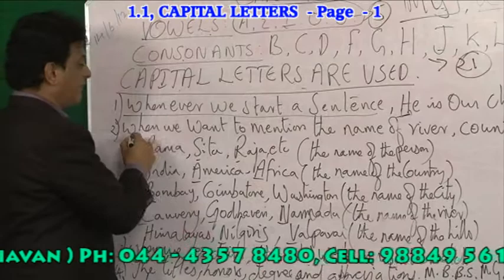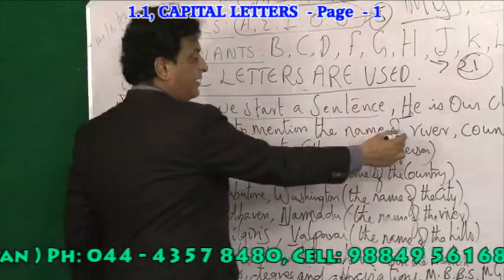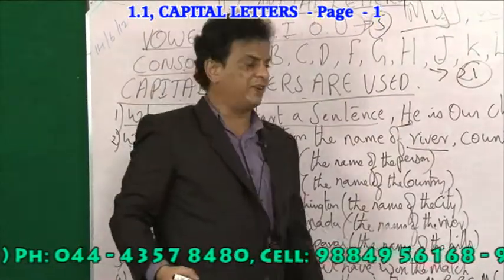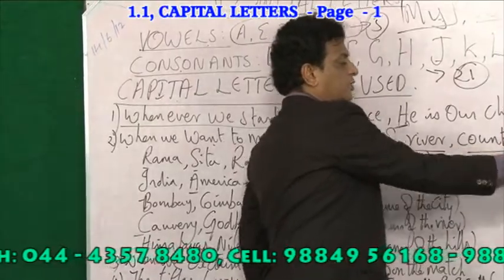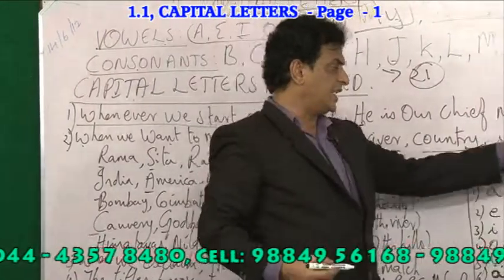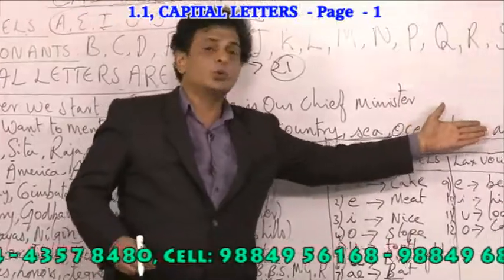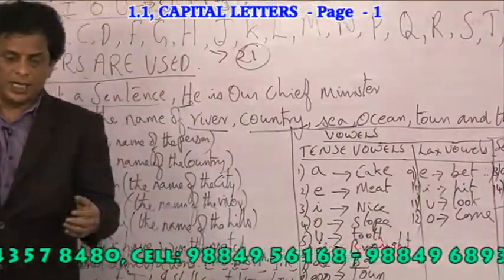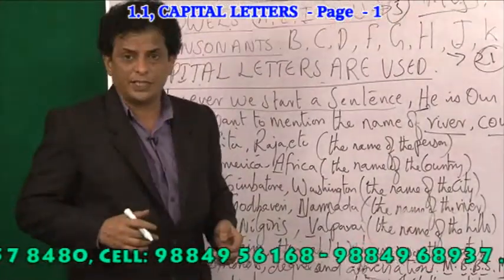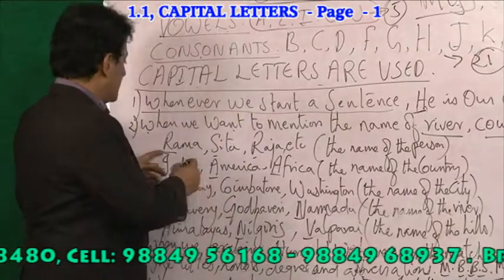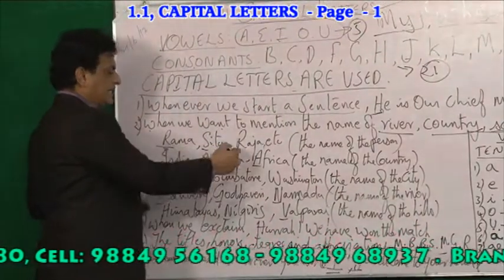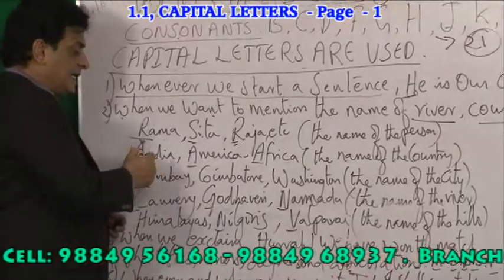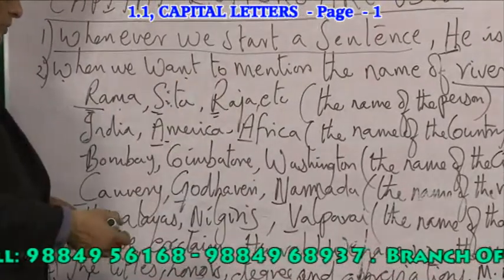Then, when we want to mention the name of a river, a country, a sea, an ocean, a town, and the name of a person, we have to use the capital letter. Now you see, Rama, Sita, Raja, R, S and R should be in capital letters. India, America, Africa, the name of a country should be in capital letters.